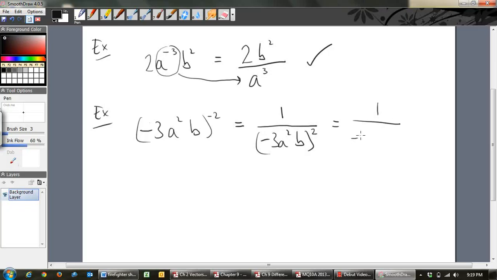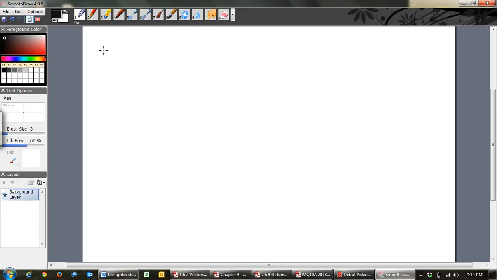So it's 1 over negative 3 squared, a squared squared, and b squared. It goes to each of those things, which is equal to 1 over: negative 3 squared is 9, a squared squared is a to the power 2 times 2, which is 4, and b squared. There's your answer there. So negative powers flip things upside down.